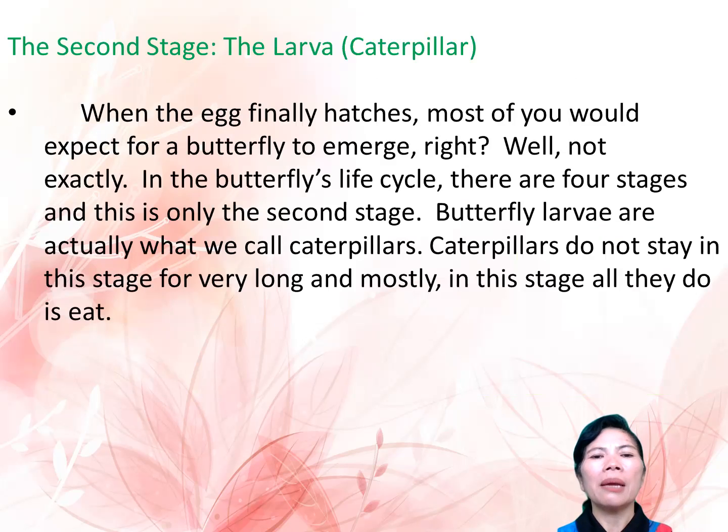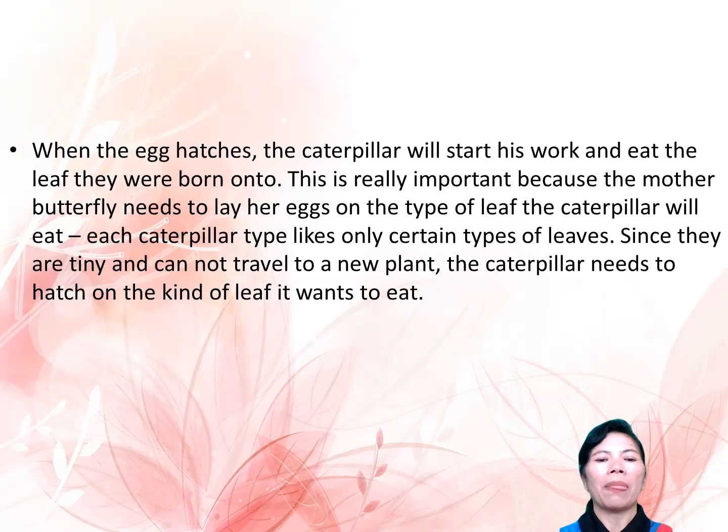The second stage, the larva or caterpillar. When the eggs finally hatch, most of you will expect a butterfly to emerge, right? Well, not exactly. In the butterfly's life cycle, there are 4 stages, and this is only the second stage. Butterfly larvae are actually what we call caterpillars. Caterpillars do not stay in this state for very long, and mostly in this stage, all they do is eat.